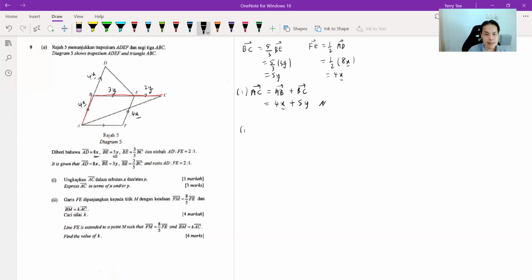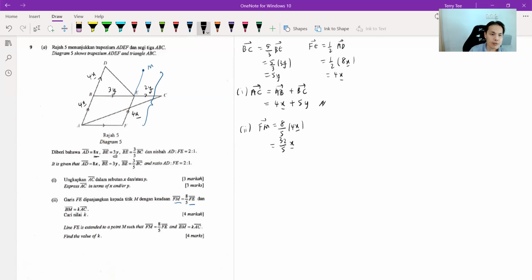Next, line FE is extended to point M. Let's say M is over here, such that FM is 8/5 of FE. FM is this whole thing, so maybe we can find FM first. FM is 8/5 of FE, and we know FE is 4x. This is not a pretty number. It's 32/5 x.